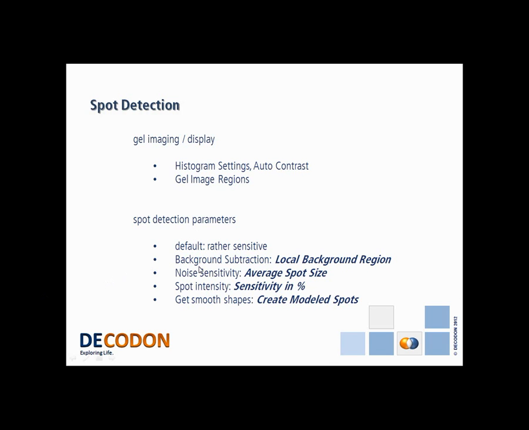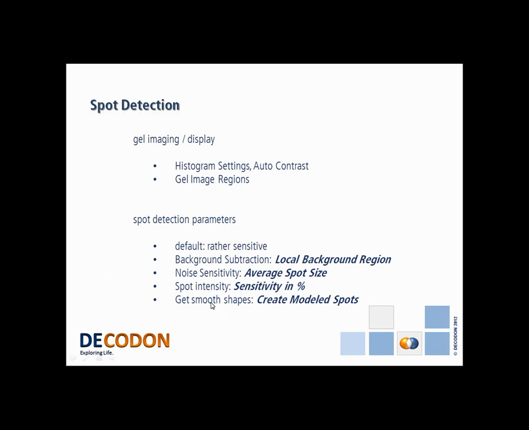The parameters address different aspects of spot detection. One is addressing background subtraction. It is called local background region. Another one is addressing noise sensitivity. The parameter is called average spot size. And the third one addresses the spot intensity. It's called sensitivity in percent.